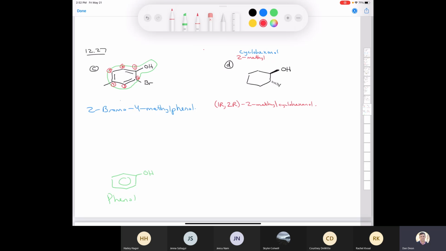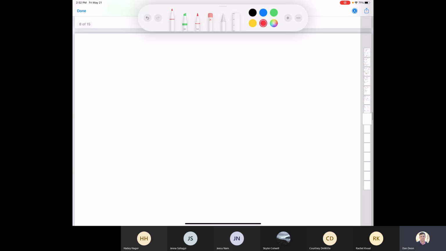Well, let's move on and try the next one, which is 12.28. Let me find it in my textbook. There we go. So this is 12.28. I find these a little simpler, where you're given a name and you have to draw a structure. Usually students find these simpler too. And again, I know that nothing is simple in organic chemistry.